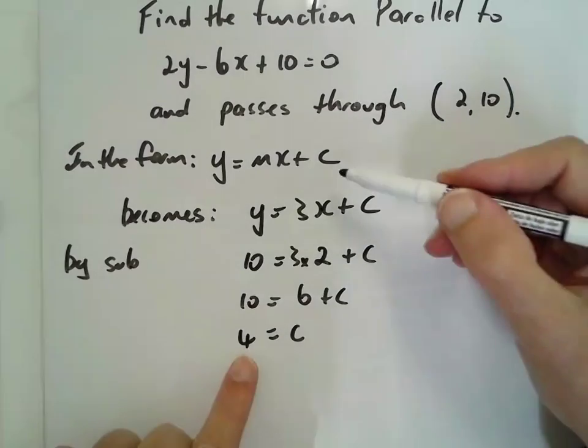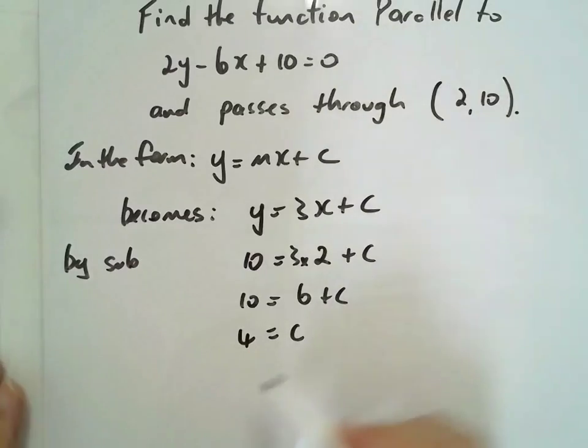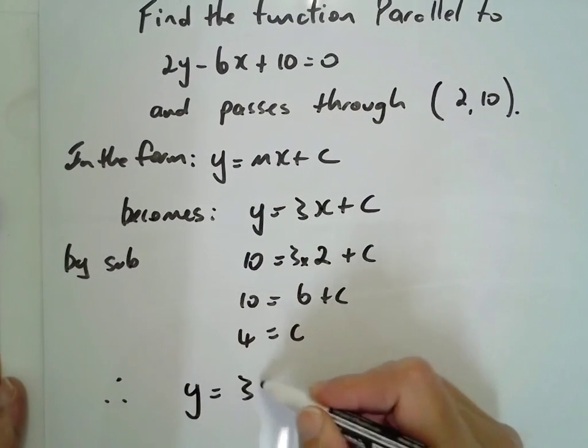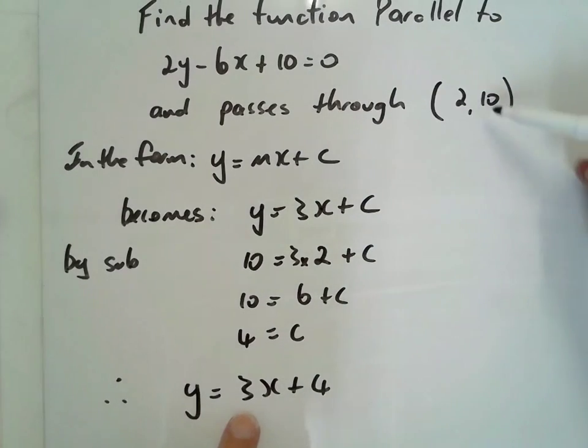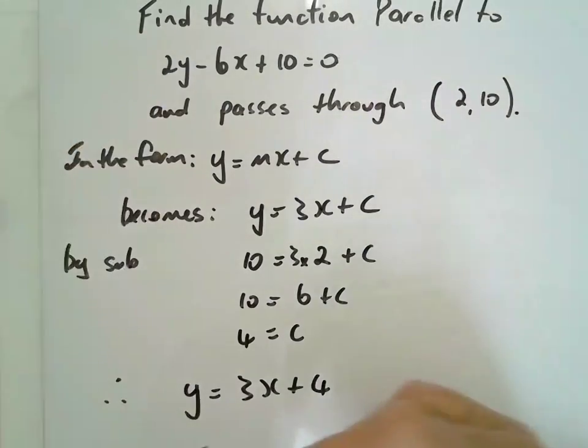So now, this c here isn't c, it's 4. So we have our answer, y equals 3x plus 4. What we can say is that this point lies on the line, and this line is parallel to this one. Hence, that's our answer.